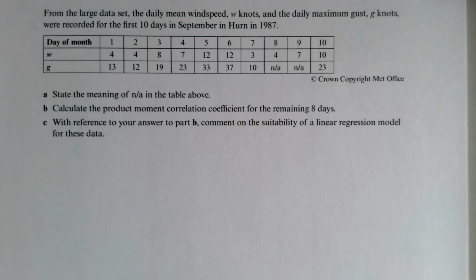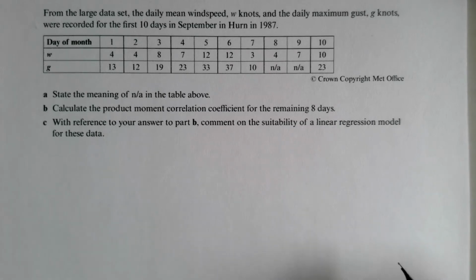Right, here's today's question. Fantastic stuff taken from the large data set, but we don't need to know anything more about it as far as where Herne is and all that sort of stuff on this particular question. What we do have is we've got the wind in knots, the W going across here. Don't worry about copying this table down, by the way.